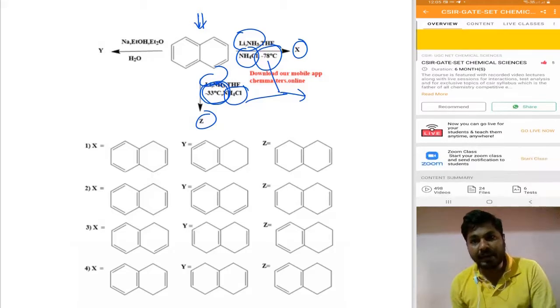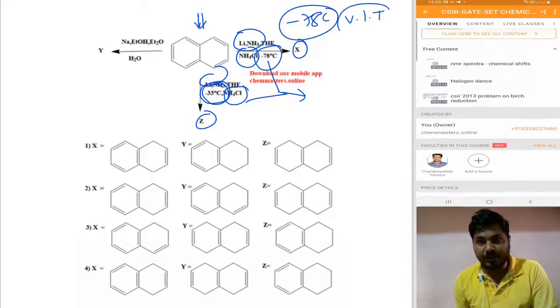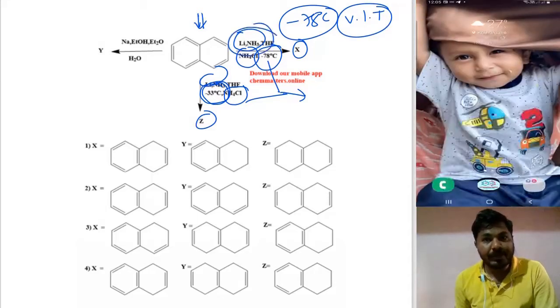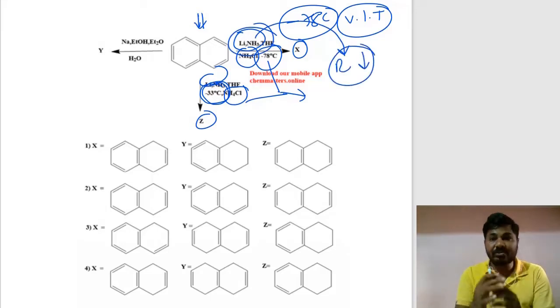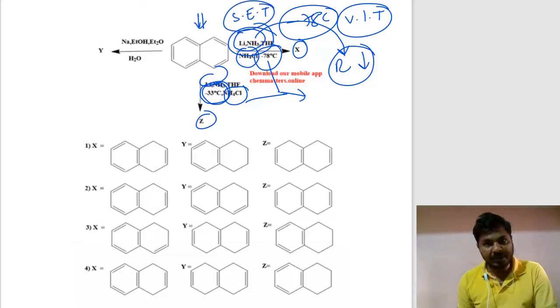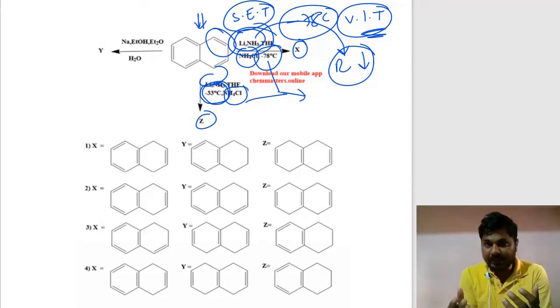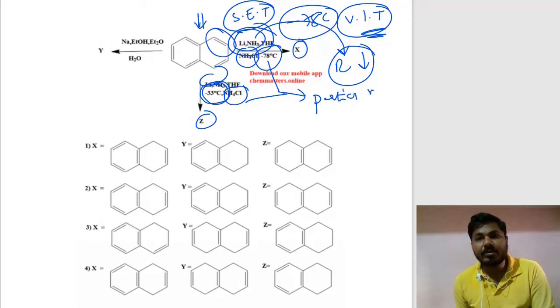That means the temperature difference may lead to a difference in the formation of the products. So minus 78 degrees centigrade means very low temperature. At very low temperature, the metal reducing agent reactivity decreases. The reduction here takes place through single electron transfer. So the reactivity of the reducing agent decreases at very low temperatures. That's why only one double bond of one of the rings gets reduced. That is simply partial reduction.